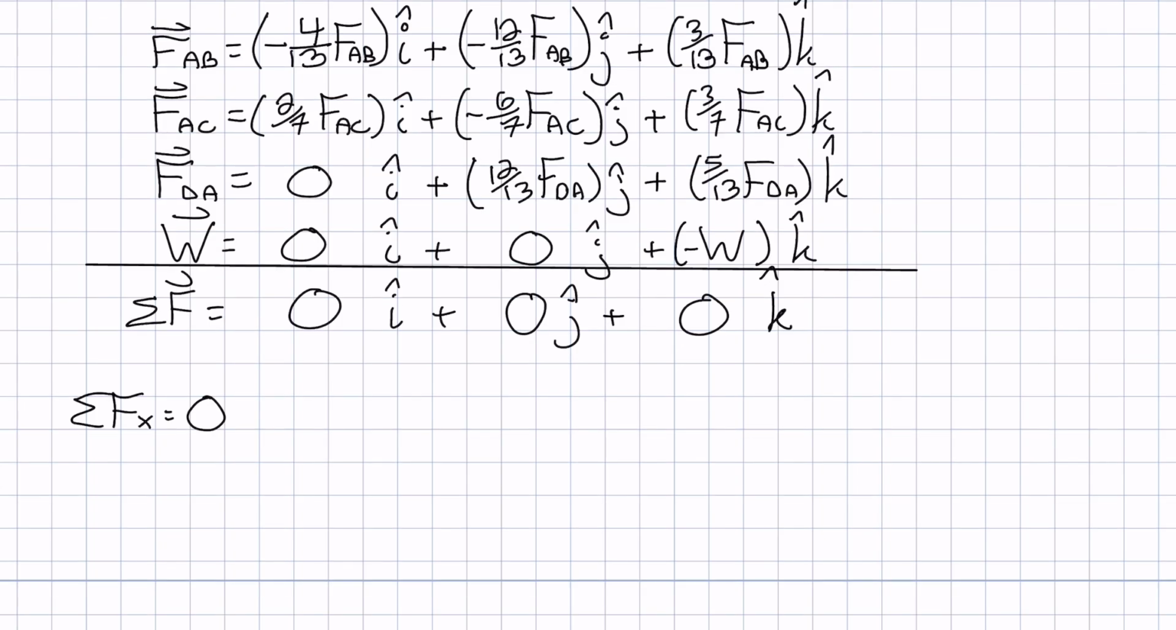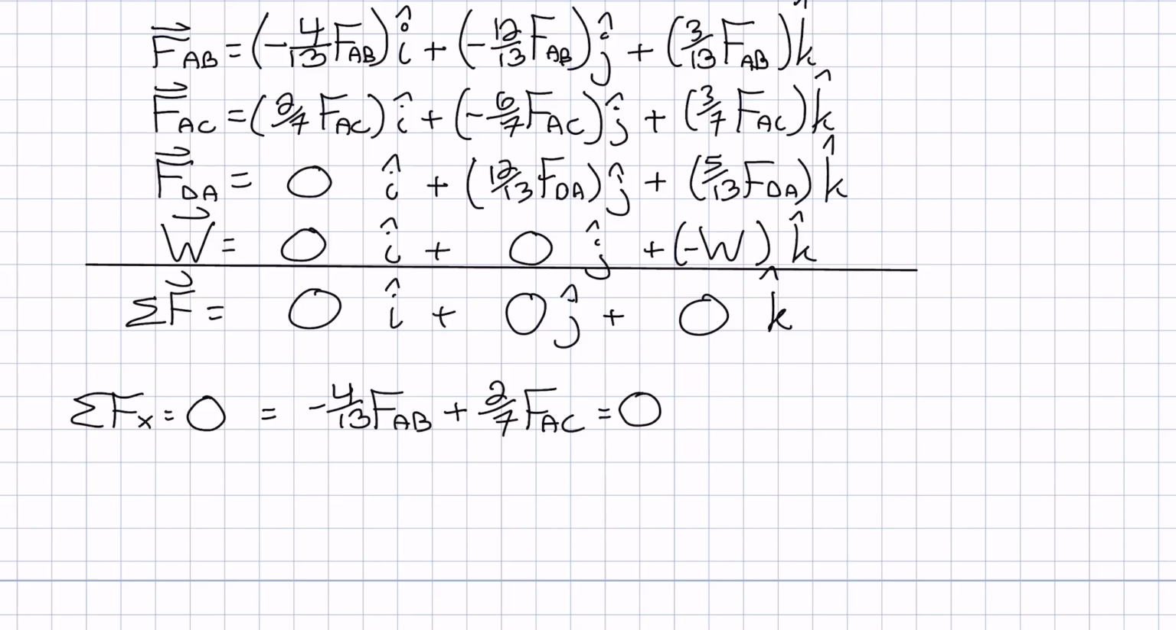And I'm going to get negative 4 over 13 FAB. Please notice, because the overall magnitude was 6.5 feet, I just decided to convert this into an integer denominator. So instead of 2 over 6.5, I've got 4 over 13 in that first term for FAB. So that's what I'm doing there, just putting it into integer form. And so I get negative 4 over 13 FAB plus 2 over 7 FAC equal to 0.